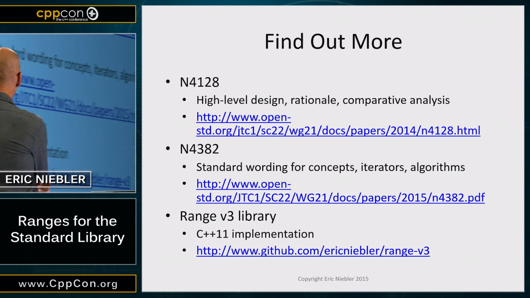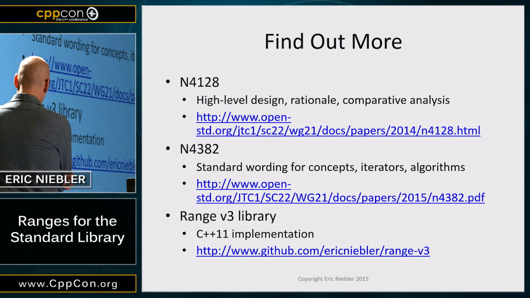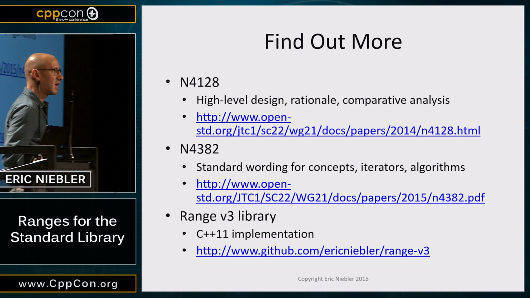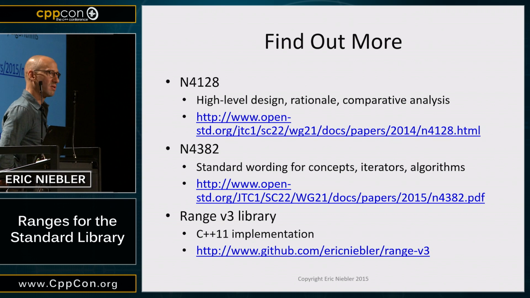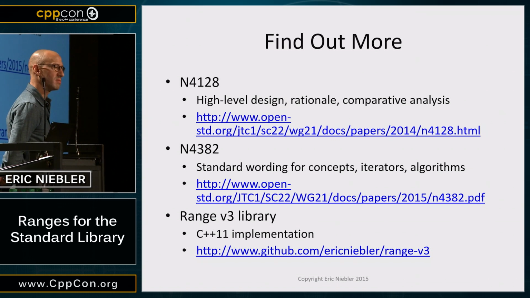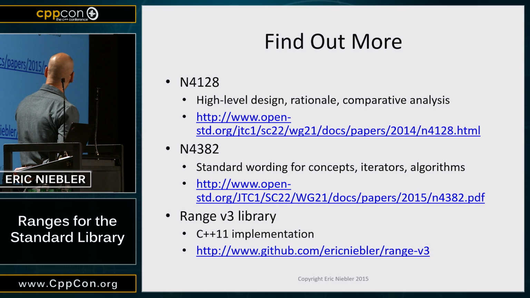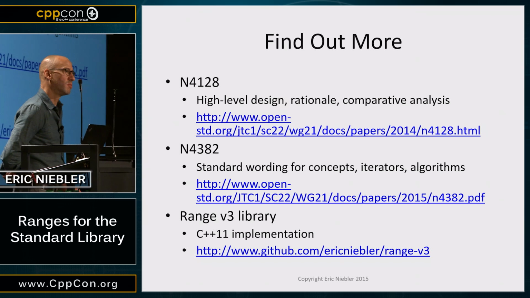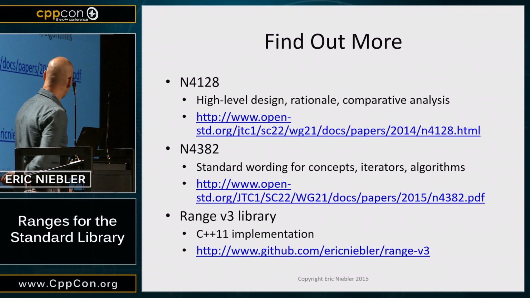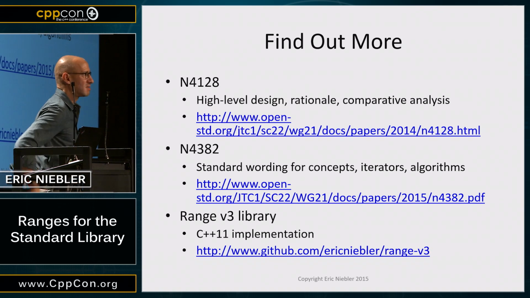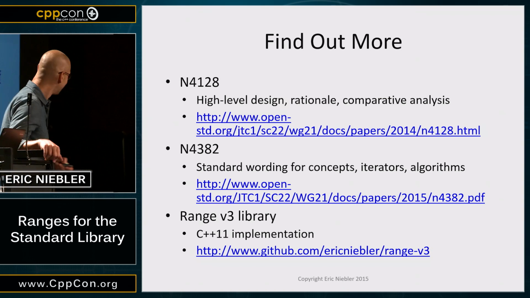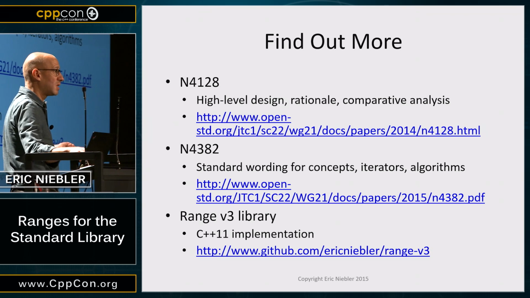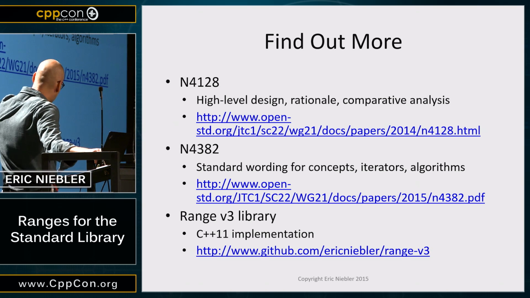So here's where you can find out more. Here are the papers that I've been working on. This first one is a very high-level design rationale, comparing and contrasting to other range implementations like the D range implementation. The second one is kind of like what you could read if you're having trouble sleeping at night. It's the standardese for what I'm proposing. Probably more interesting to this crowd, though, is the actual library that you can use today. And that's where you can find it.